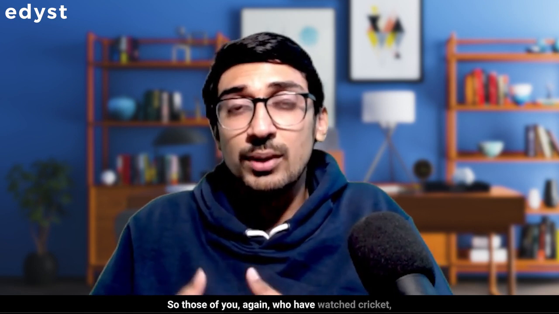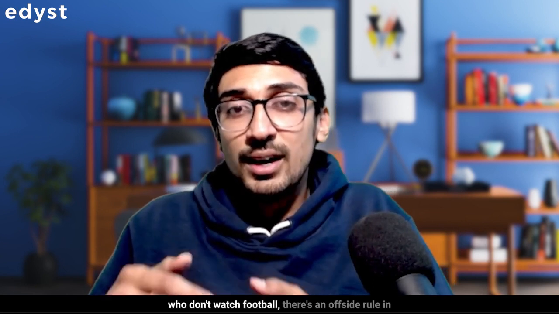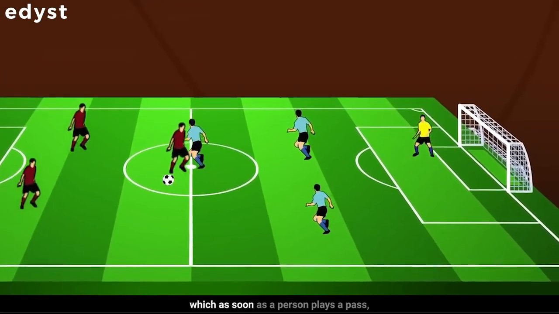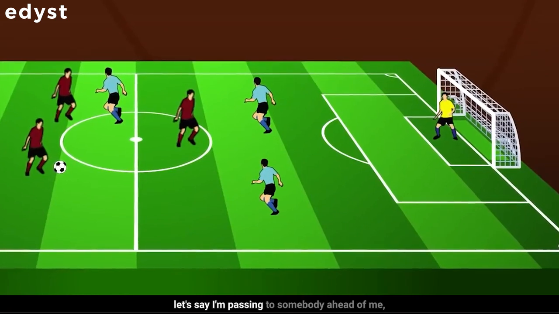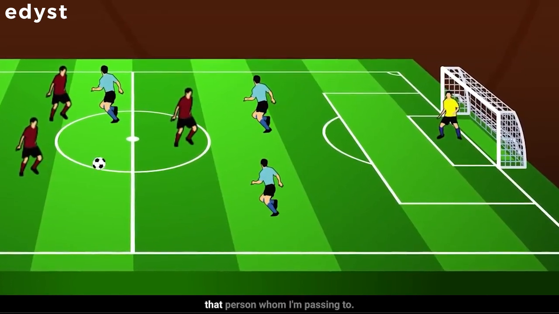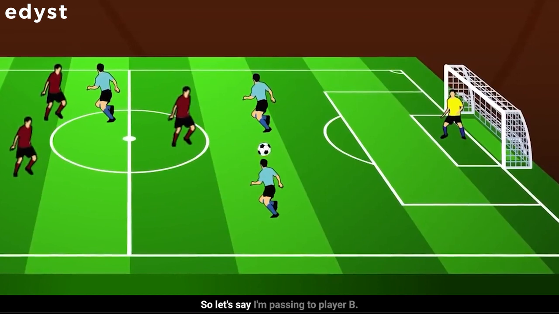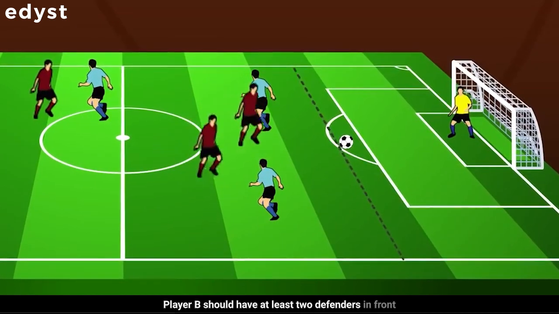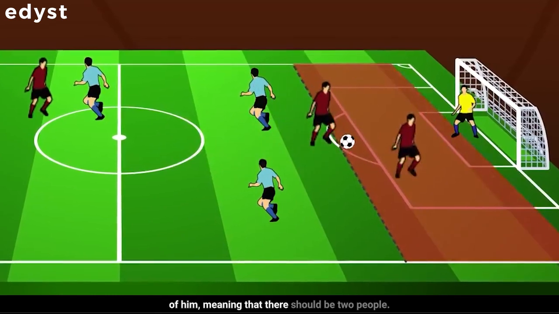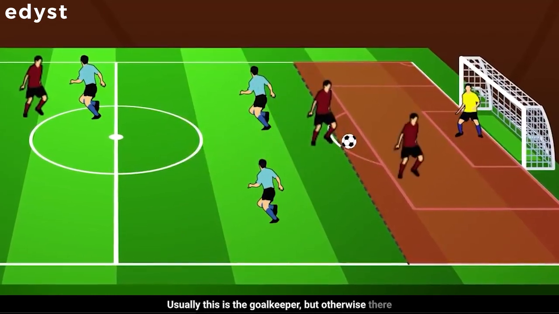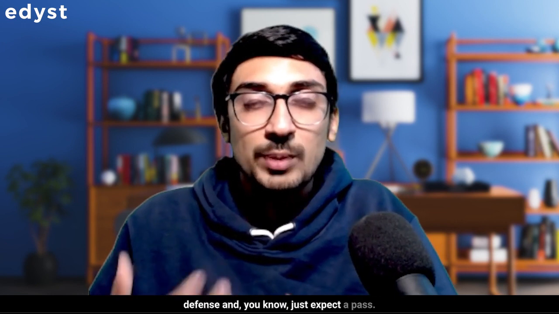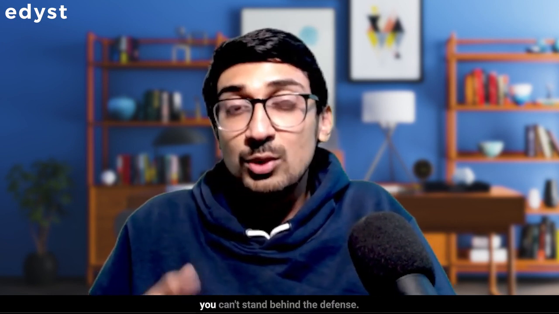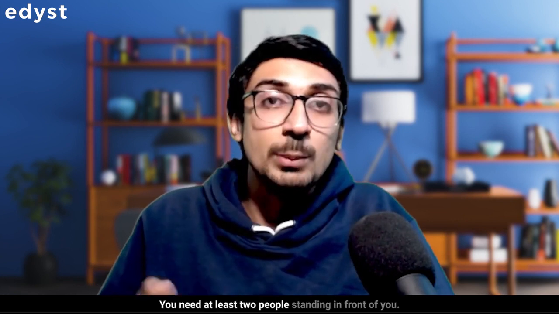So those of you again who have watched cricket who don't watch football, there's an offside rule in which as soon as a person plays a pass, let's say I'm passing to somebody ahead of me, that person whom I'm passing to, let's say player B, should have at least two defenders in front of him, meaning that there should be two people. Usually this is the goalkeeper, but otherwise there are two people in front of him always. Otherwise it's not fair. This person will just stand way behind the defense and just expect a pass. So there's something called offside where you can't stand behind the defense. You need at least two people standing in front of you.